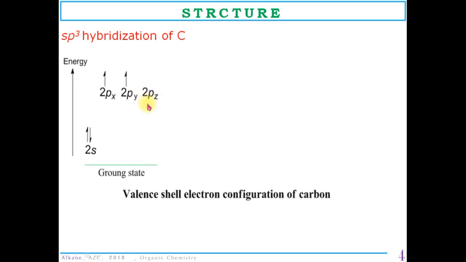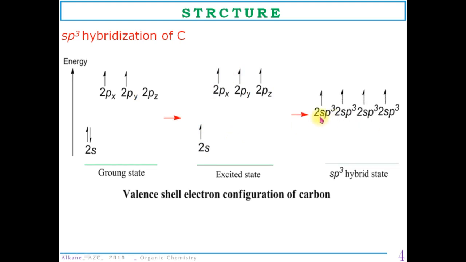that is 2pz. Now before going to sp3 hybridization, carbon reaches the excited state where the second electron of the 2s orbital jumps to the higher level orbital, which is 2pz. So here is the excited state configuration of carbon, and after reaching this state, all 4 orbitals mix themselves and give hybridized orbitals, that is sp3 hybridized orbitals.